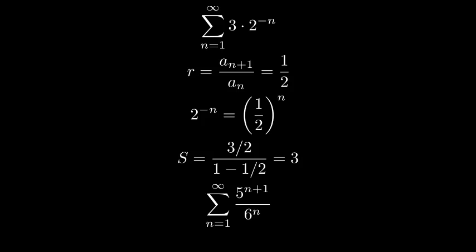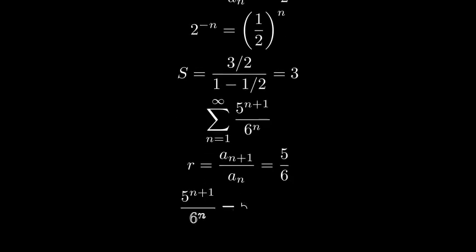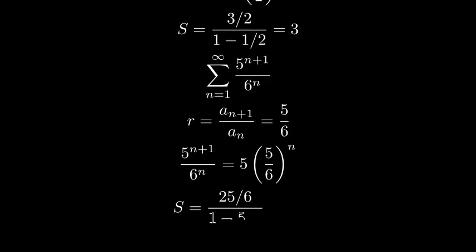Example 2. Sum from n equals 1 to infinity of 5 to the n plus 1 over 6 to the n. The ratio of consecutive terms gives 5/6. Rewrite as 5 times (5/6) to the n. This converges, and the sum is 25.